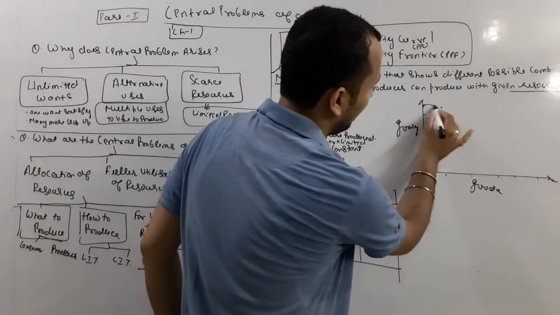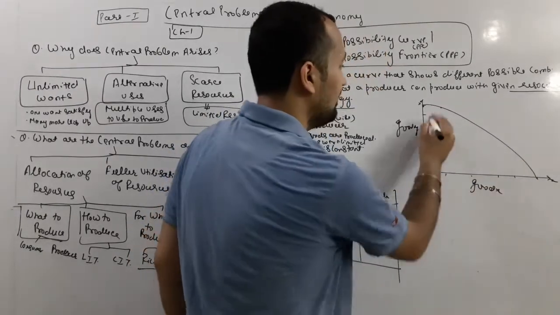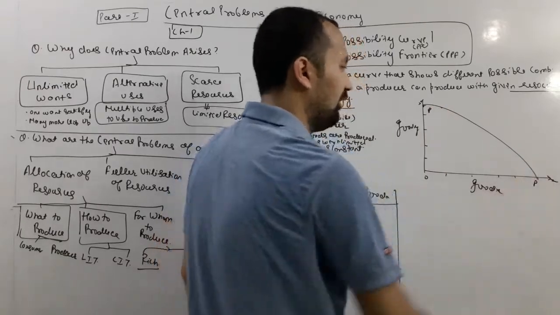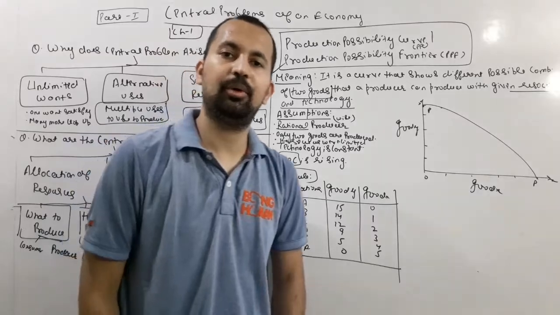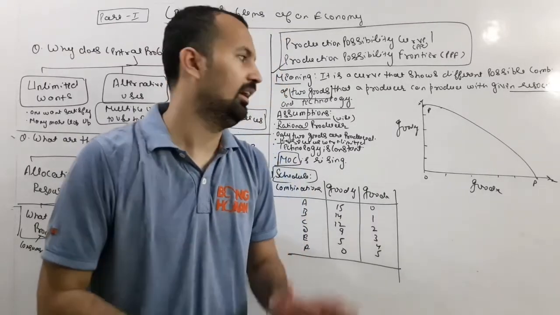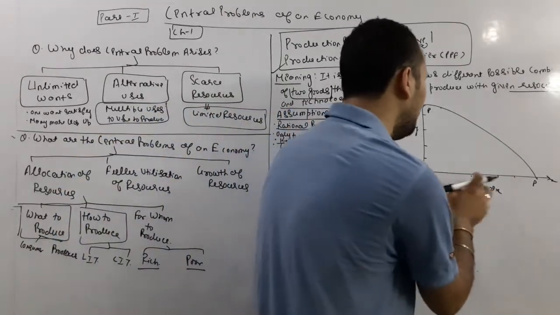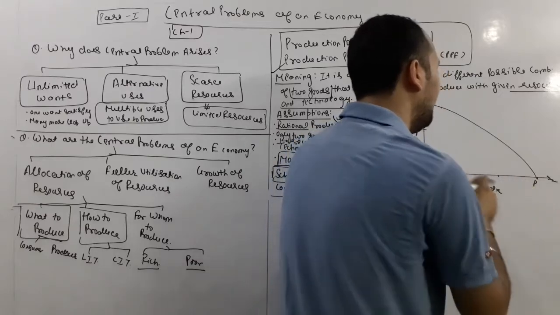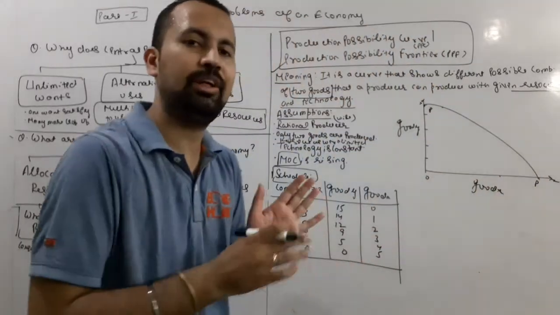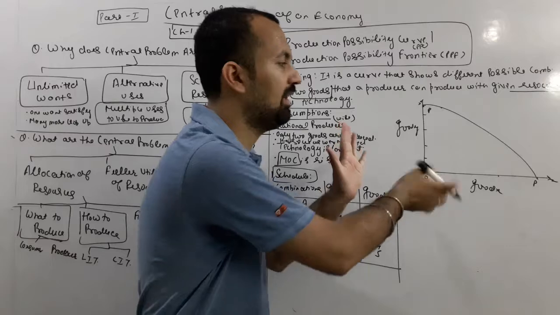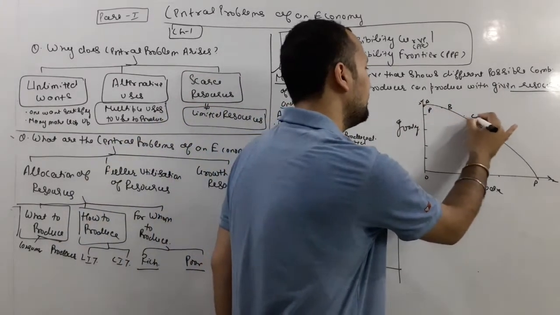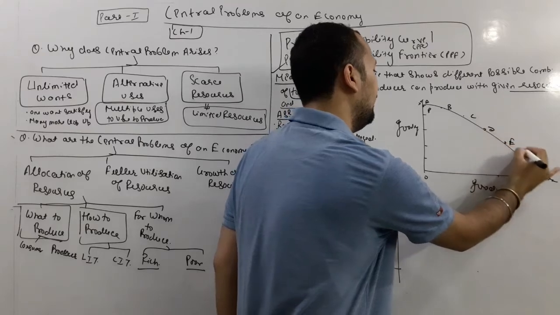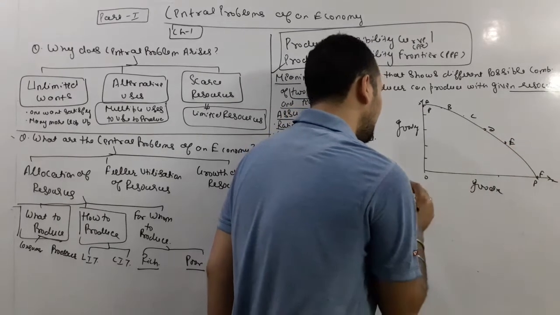I am preparing the diagram directly. This is a curve that shows different possible combinations of two goods that a producer can produce with given resources and given technology. These schedule points I have just made to show how this diagram will be made. But next time you need to prepare this diagram directly in this shape, that is concave shape. These were the combinations A, B, C, D, E, and the last is F. Last is explanation.